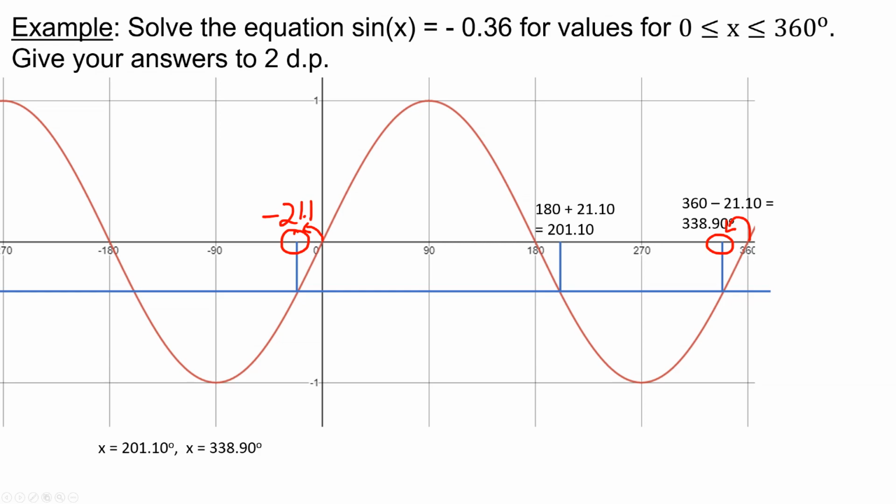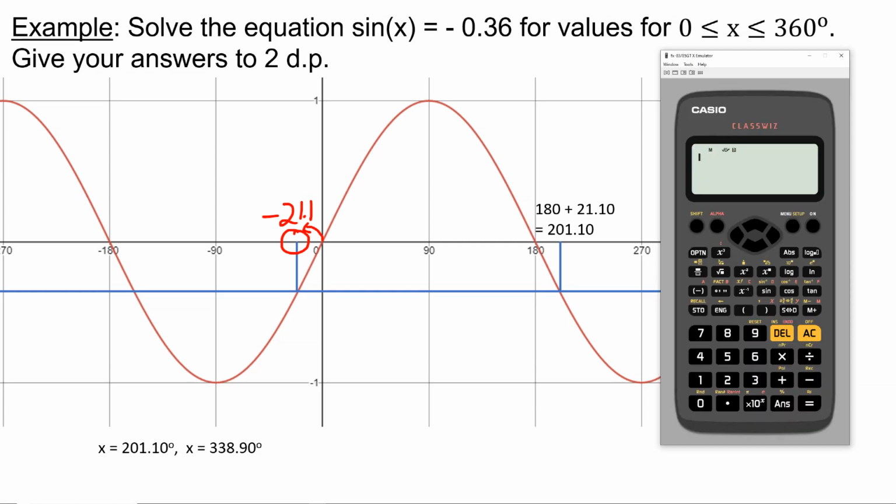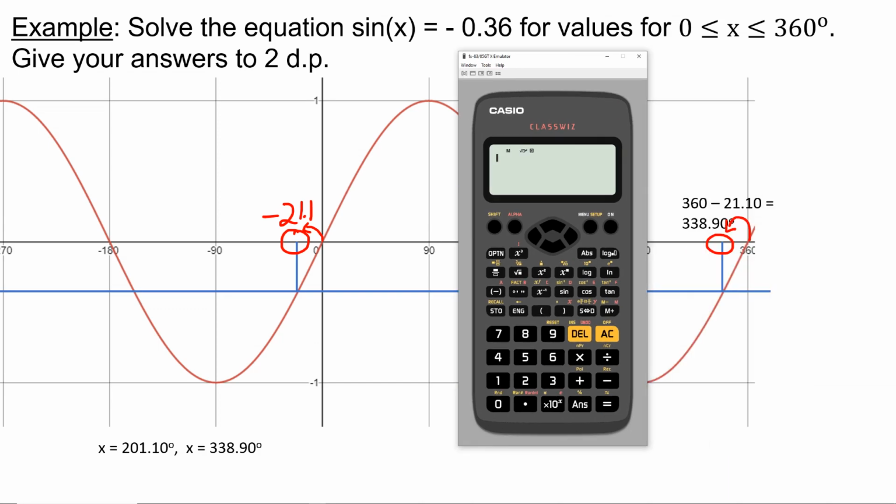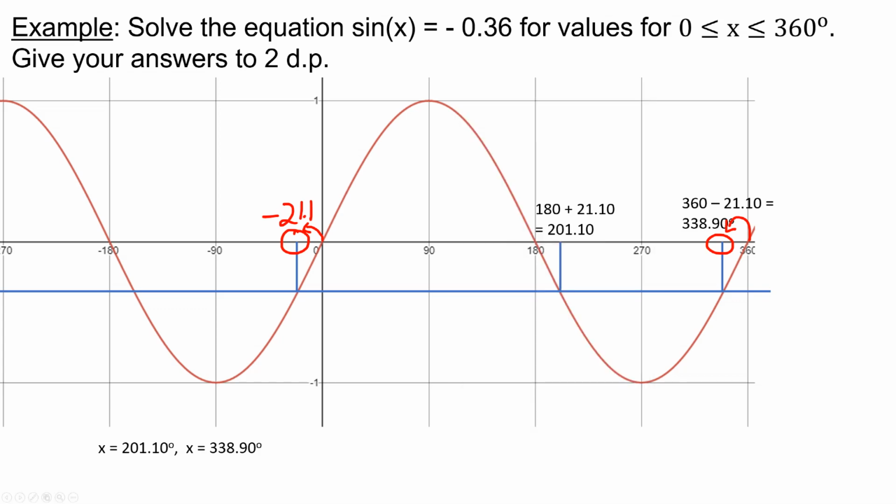You can also check your answer using a calculator as follows. You could put in sine, making sure that we're in degree mode, sine of 201.10. That gives you minus 0.36 to 2 decimal places. Similarly, we could try sine of 338.90. And that also gives you minus 0.36 to 2 decimal places. So that confirms that we're correct.